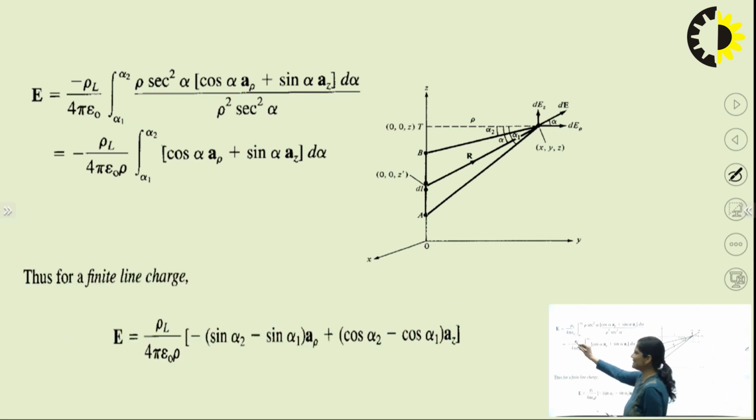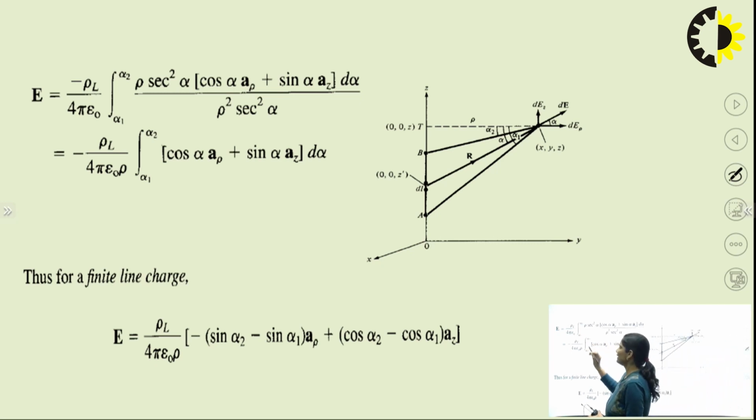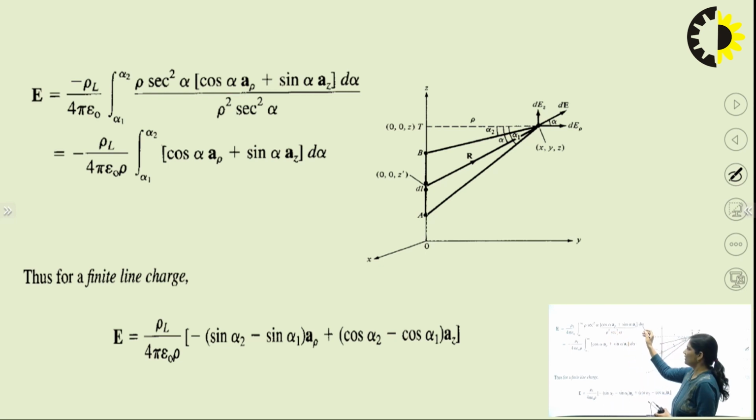Now here the electric field intensity E is equal to minus rho L upon 4 pi epsilon naught, integrated from alpha 1 to alpha 2, because these are the limits, the angles alpha 1 and alpha 2. So put the lower angle alpha 1, then the higher angle alpha 2. Now put all these values and you will get the result: rho sec square alpha, in brackets cos alpha a rho plus sin alpha a z, d alpha upon rho square sec square alpha.